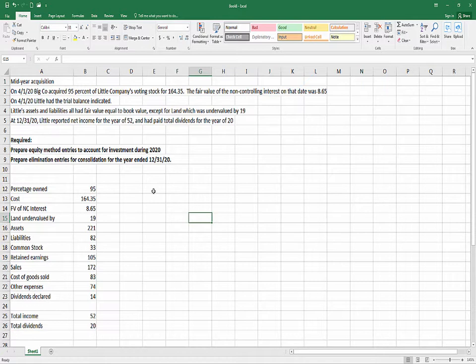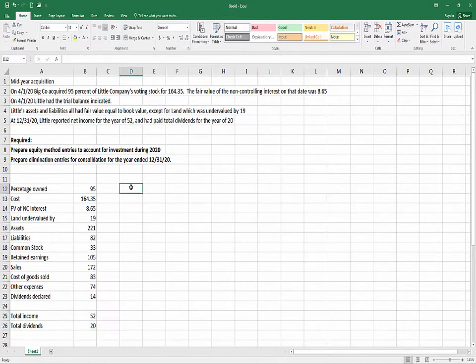The fair value of the non-controlling interest on that date was $8.65. On 4/1/20, Little had the trial balance indicated, so assets, liabilities, equity, sales, expenses, and dividends. Little's assets and liabilities all had fair values equal to book value except for land, which was undervalued by 19. At the end of the year, Little reported net income for the year of 52 and paid total dividends for the year of 20. So again, these are the total figures for the year.